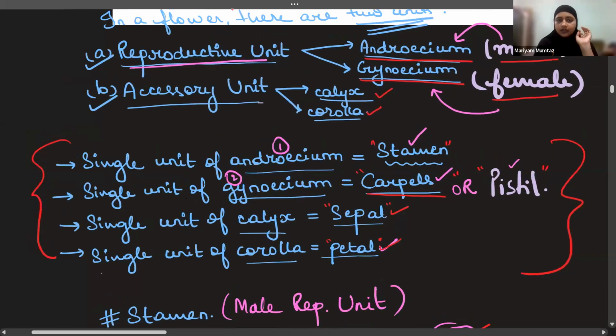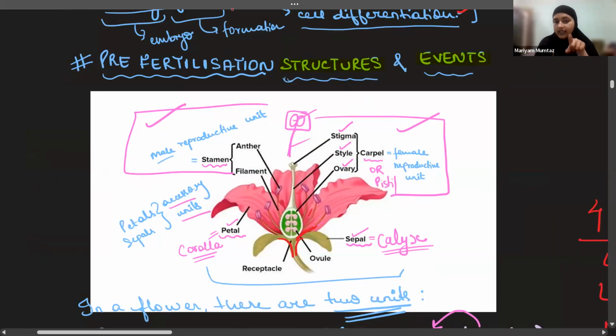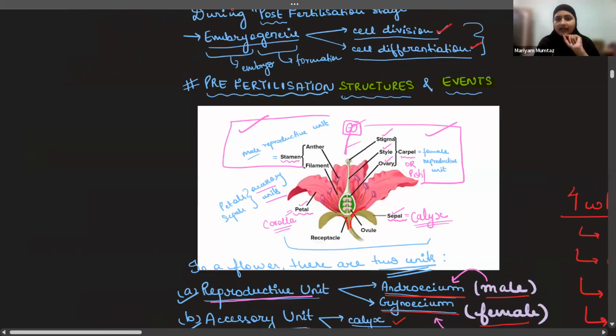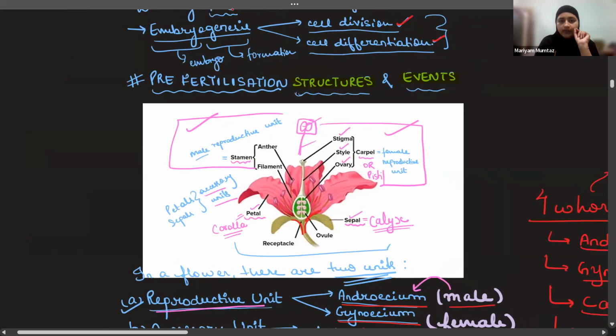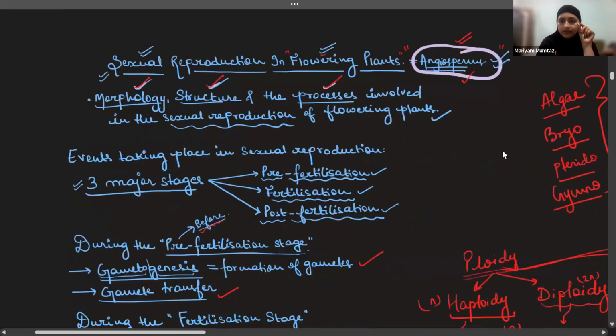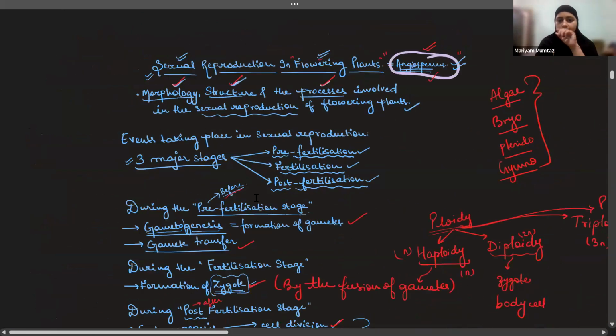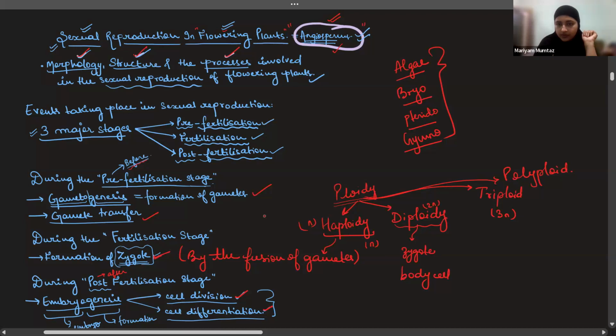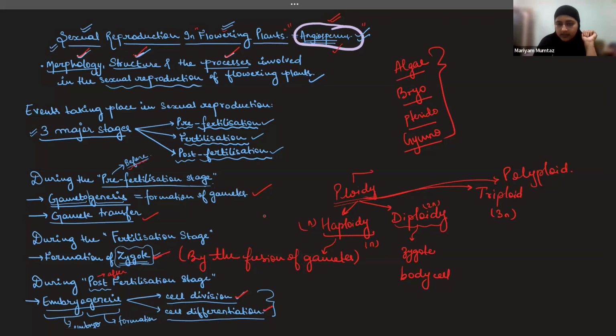All right. Now you can note down nicely. Draw this diagram. It's important so that you can identify each of these things. Is my handwriting properly visible? Okay, now you can note it down. You should also note this: ploidy means sets of chromosomes.